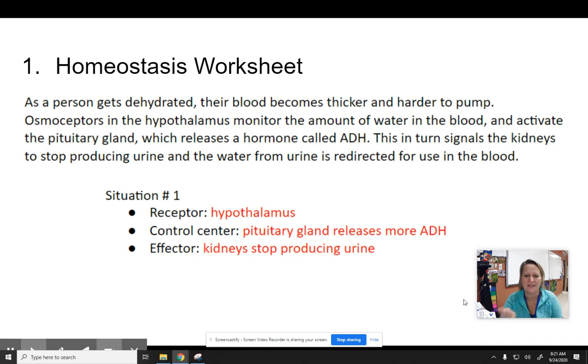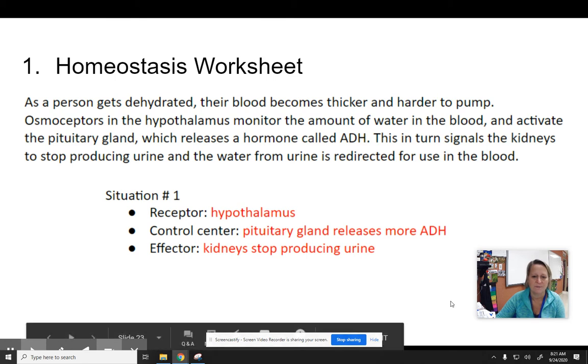Control center is what initiates the change. So what is correcting the change? So that's the pituitary gland by releasing more ADH. And then the effector is what organ is affected that's going to correct the problem. So that is the kidneys, which stop producing urine.